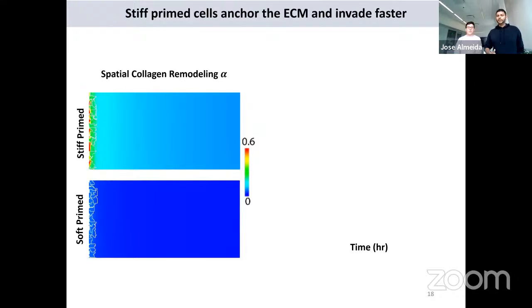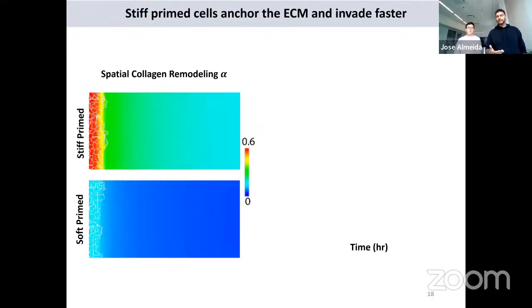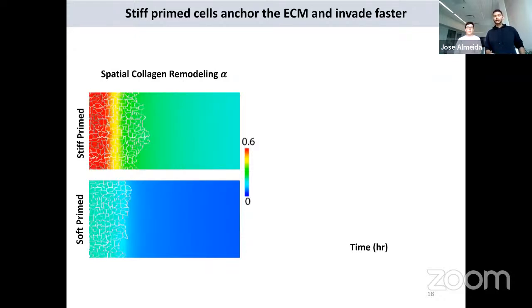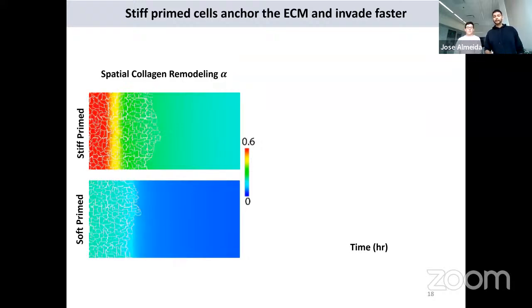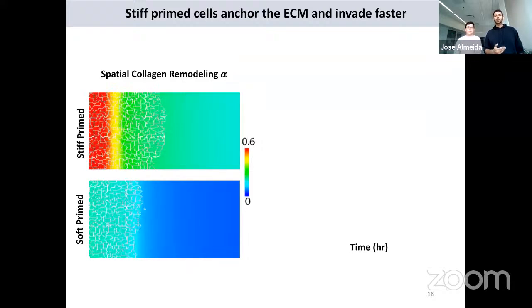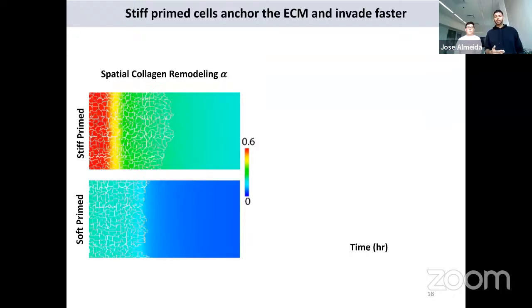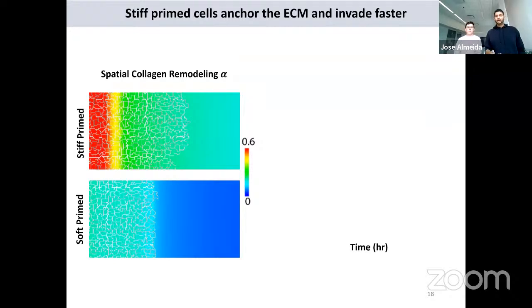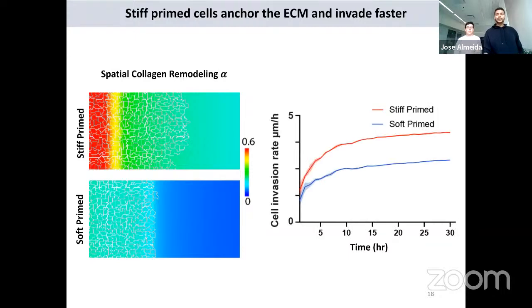When you look at the spatial collagen remodeling maps, these are the simulations and they run over 3 days. You see that in the stiff prime case, cells are able to create this dense environment around the edge of the gel, which we call collagen anchoring. And they're able to utilize this collagen anchoring and create tension in the ECM, and they're able to invade further into the ECM. This anchor formation does not happen in the soft prime case, and consequently, the net cell invasion rates for the 2 cases are quite different.